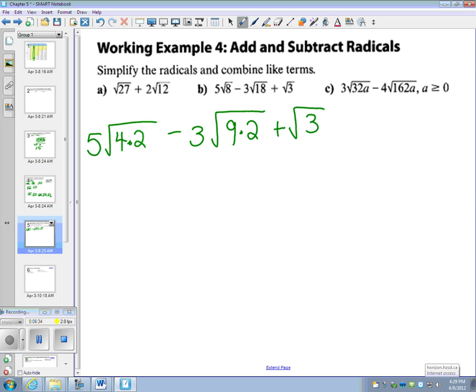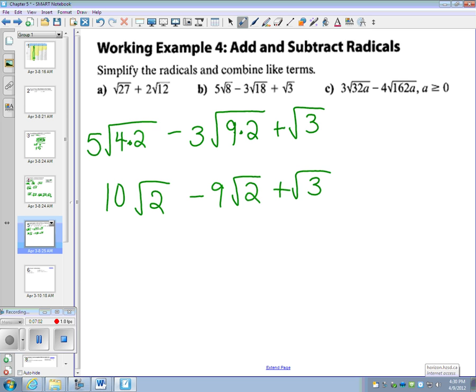Okay, here I have 5. The square root of 4 is 2, so I really have 5 times 2, root 2. Well, I'm going to simplify that right now. 5 times 2 is just 10. Okay, I have minus 3 times the square root of 9 times 2. Well, the square root of 9 is 3. 3 times 3 is 9. So I have 9 root 2 plus the square root of 3.